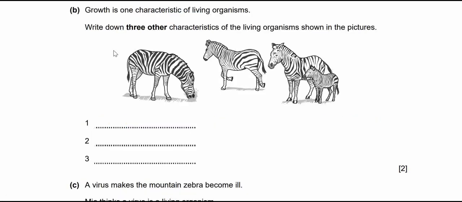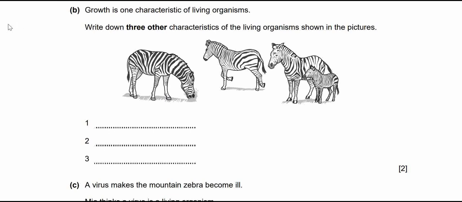Next, growth is one characteristic of living organisms. Write down three other characteristics of living organisms shown in the pictures here. 1, 2, 3. 10 seconds. Okay guys, time up.